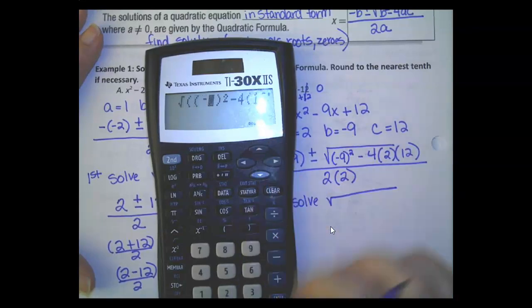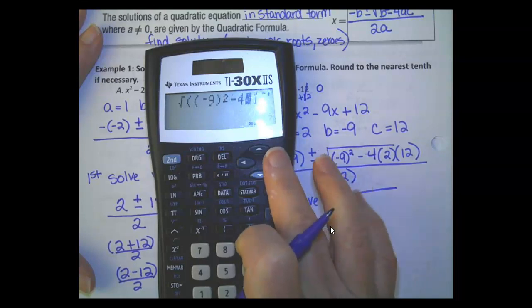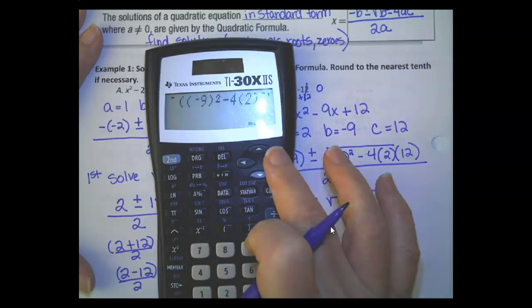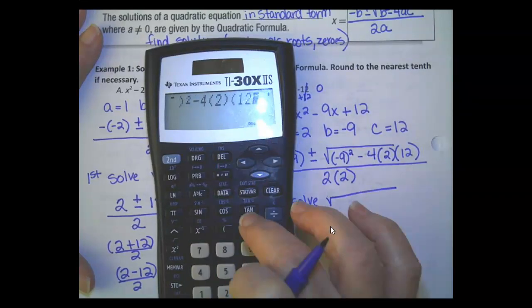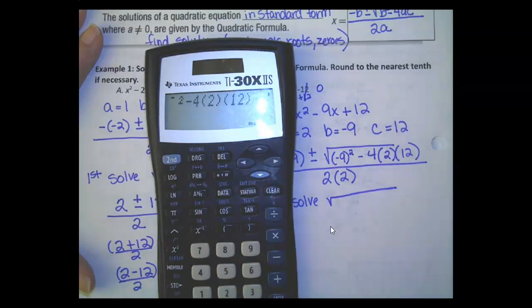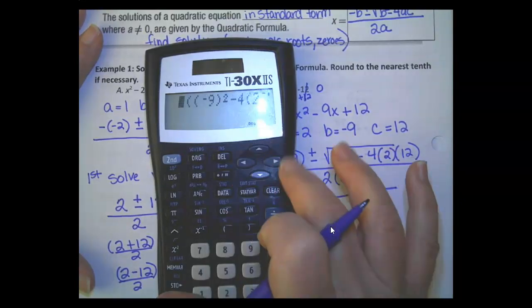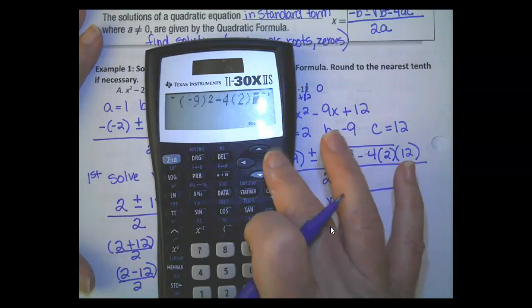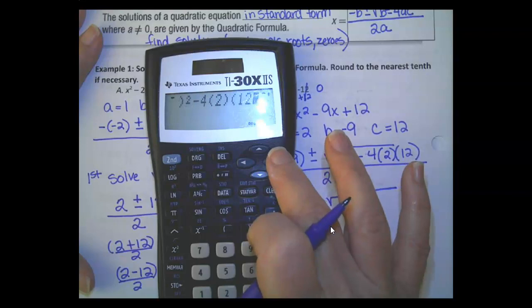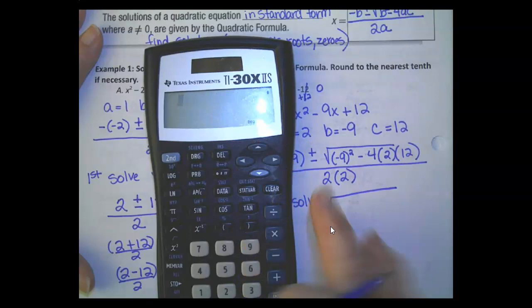I'm just going to replace what I had earlier with other stuff. 4 times 2 times 12. I'm sure I'm going to have to delete a couple of things, parentheses. Okay, I'm going to solve this.